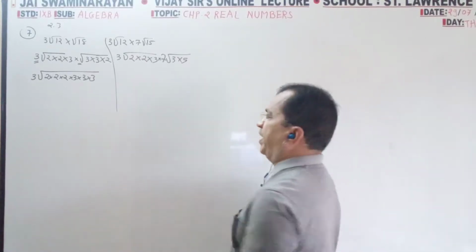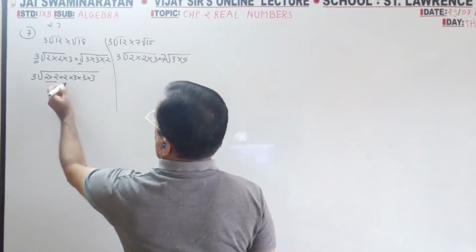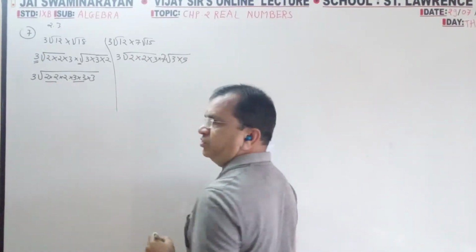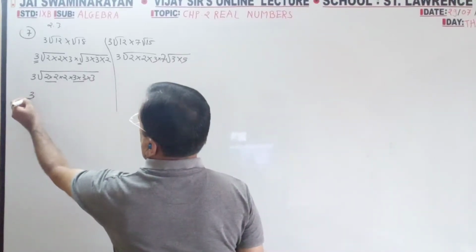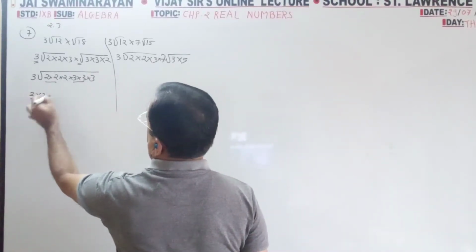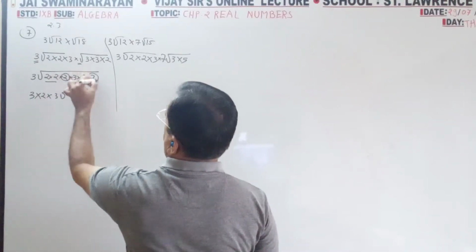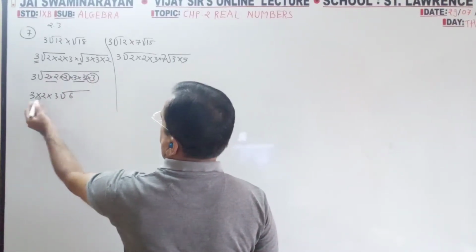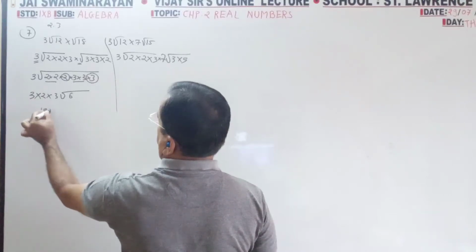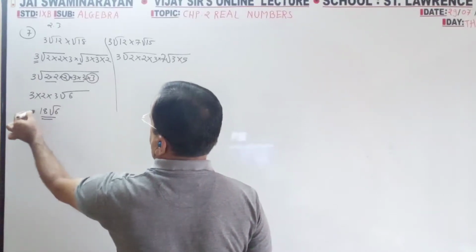Now there is a 2 power, so find out the pair. 2 2 3 3, that comes out, because square root of 4 is 2, square root of 9 is 3. So what remains? 2 and 3, so it is 6. So 3 3s are 9, 2s are 18, root 6 is the final answer.